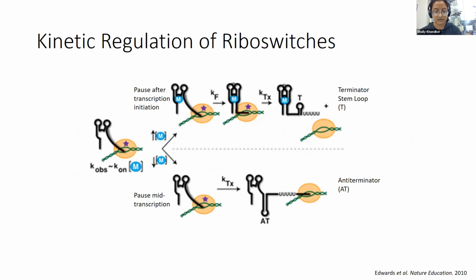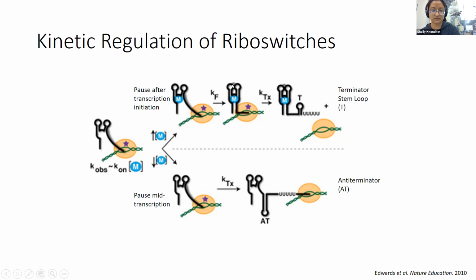After the transcription is initiated, because the aptamer region is in the 5' untranslated region, it's typically the first thing to be transcribed in an mRNA sequence. After this initial transcription, there is sometimes a pause after transcription initiation, which is represented by the star here.